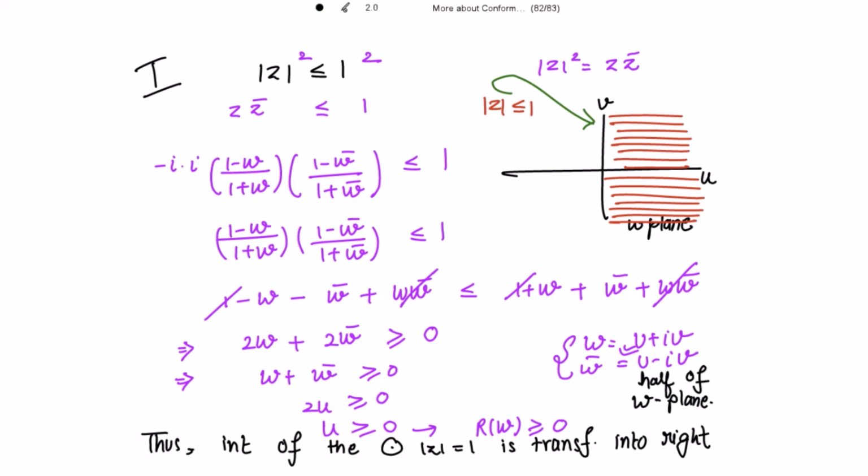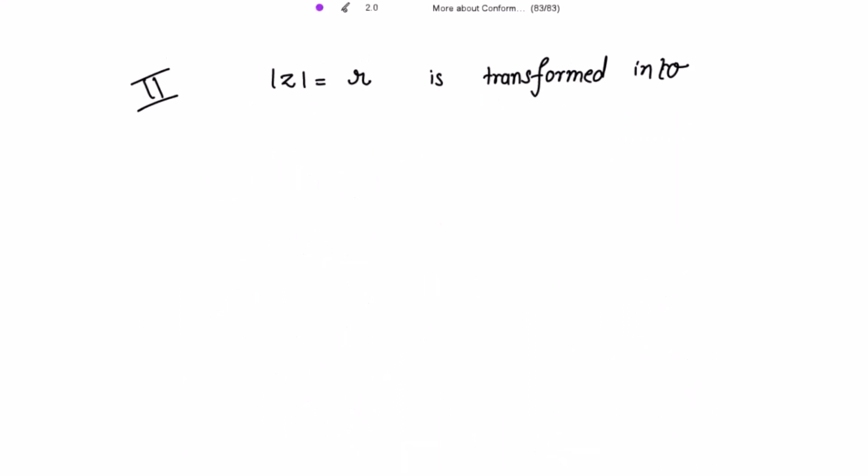Okay, let's move on to the next part. And the second part is the concentric circles where r is strictly positive. Yes?